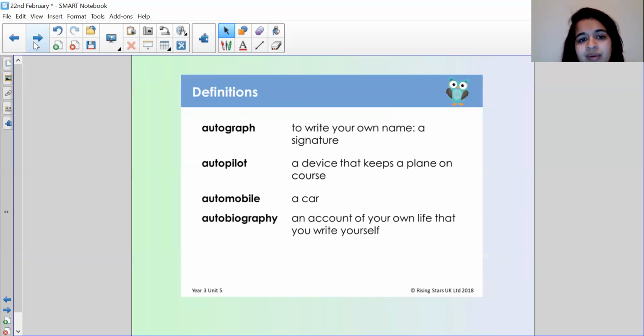Finally, you've got your auto. And remember, I said auto means oneself. So if you have an autograph, you're writing your own name, you're writing a signature. An autopilot, a device that keeps a plane on course.